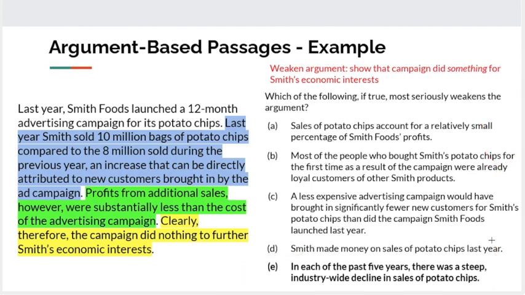So in the next 4 videos, we will look at specific question types, the most common question types associated with argument-based passages, and those will be questions on strengthening an argument, questions on weakening an argument, questions on identifying assumptions, and then questions on identifying sentence roles.